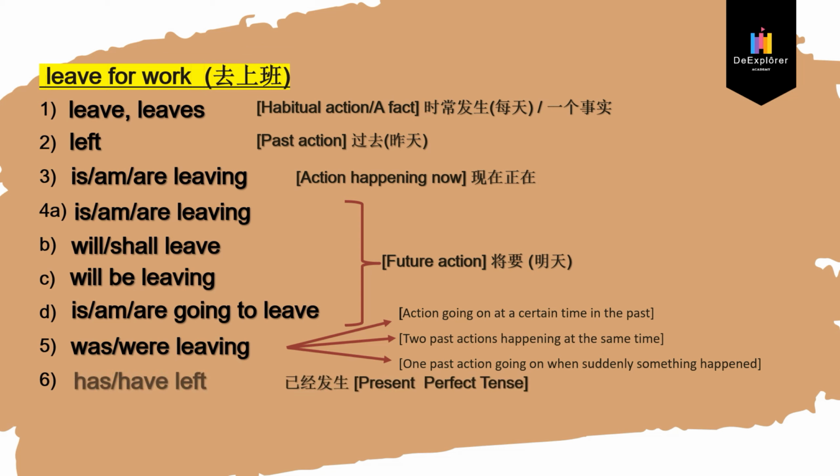Number 6 and number 7 is present perfect and past perfect tense where we use the word 已经. So 已经离开去做工的, so has, have left, that's present. And if it is the past perfect, then it's had, 已经离开去做工, had left. So these are the 7 different types of tenses that we have learned so far. Now I want you to copy it into your grammar 1 exercise book.